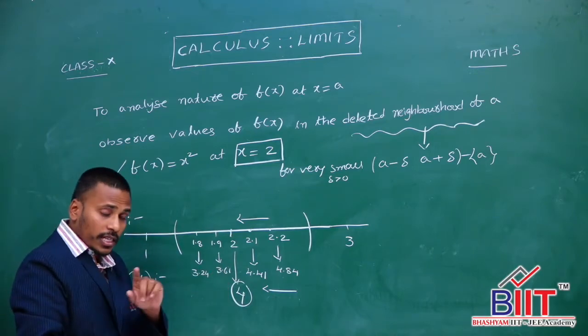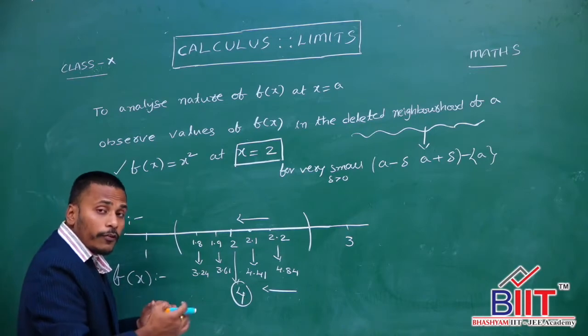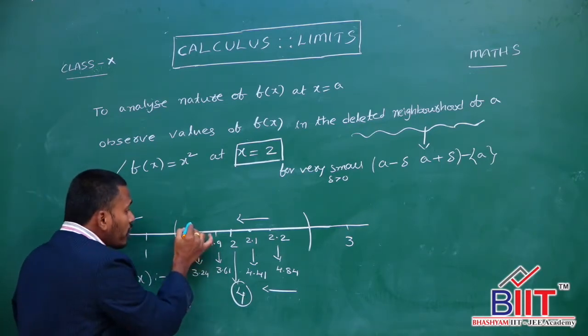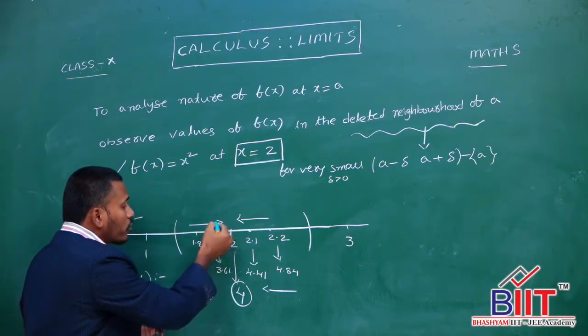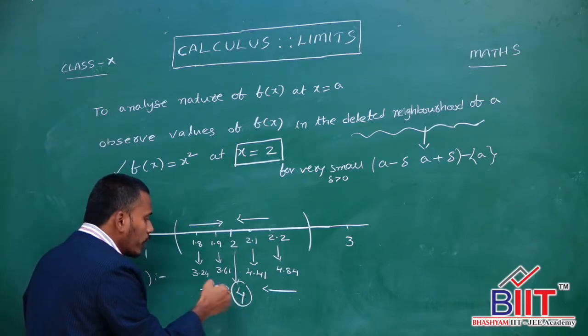In the same way, if you observe the functional values from the left side of 2, if you change the values of x from the left side towards 2, again the functional values are rising and moving towards 4.